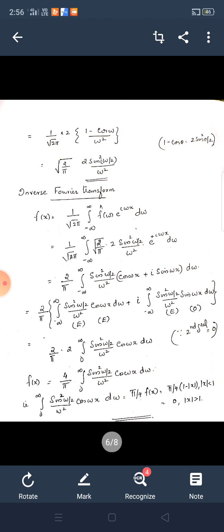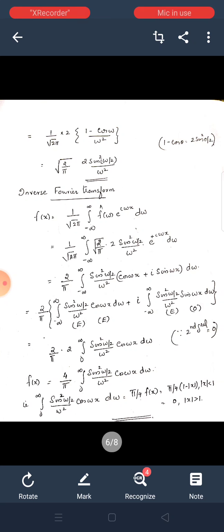1 by root of 2 pi integral minus infinity to plus infinity f cap omega e raised to i omega x d omega, and f cap omega is replaced with the above result, root of 2 by pi, 2 sin square omega by 2 by omega square, e raised to i omega x. So that will become 1 by root of 2 pi, and this root of 2 by pi into 2. So that becomes 2 by pi, because 2 becomes root 2 into root 2. So the outside root 2 cancels. So root 2 into root 2 becomes 2, and root pi into root pi becomes pi.